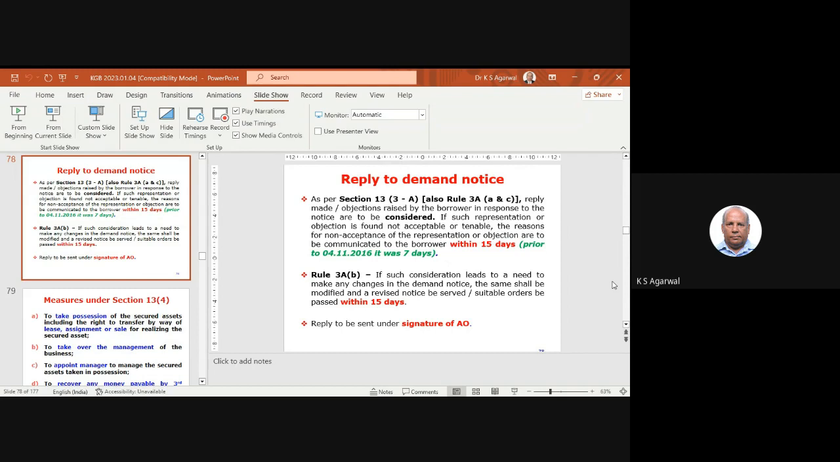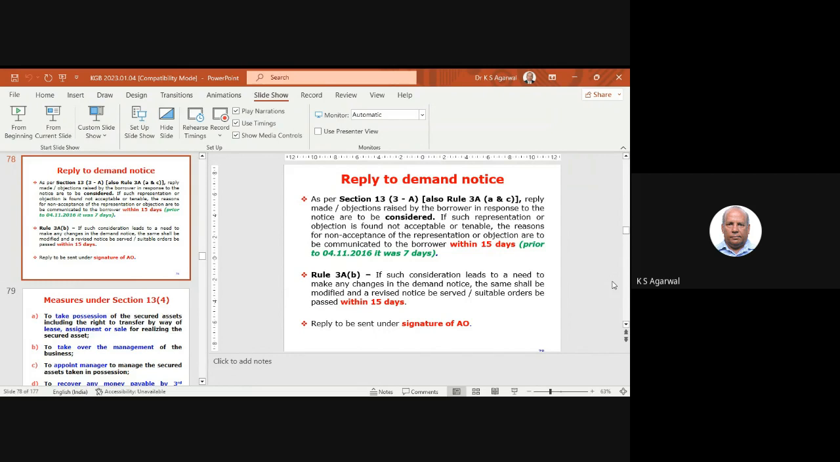Now, if after receipt of demand notice, he makes any representation, raises any doubts, then we have to consider it and we have to reply within 15 days. That you should remember, this 15 days.